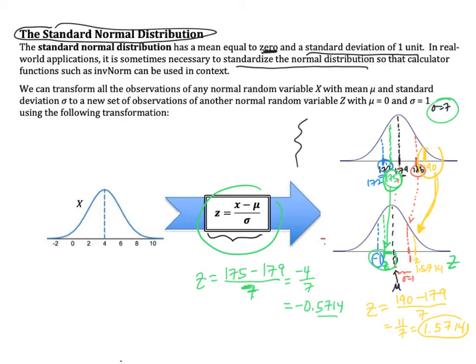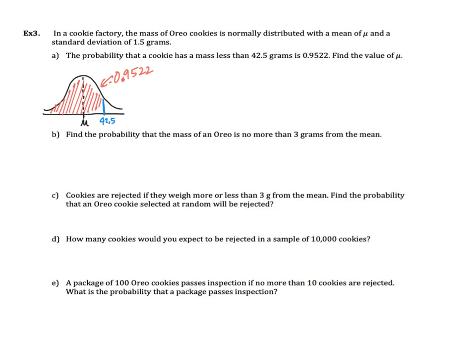All right, so why do we need to know this information? Let's find out. Okay, our cookie factory problem, hope you're not hungry. It says, in a cookie factory, the mass of Oreo cookies is normally distributed with a mean of mu and a standard deviation of 1.5 grams.